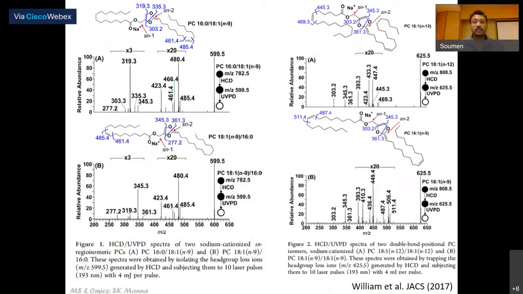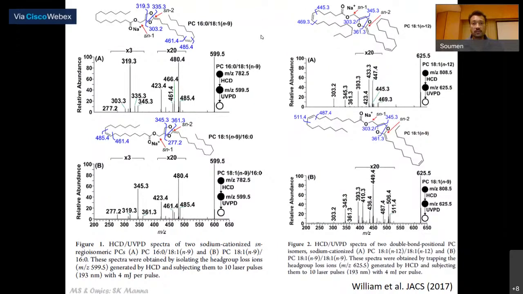As we were discussing, it is sometimes very challenging to identify which fatty acyl chain is present in the SN1 or SN2 position, and what the position of the double bond is. In this case, as you can see, this is high-energy collision-induced dissociation assisted with UV-induced photodissociation.